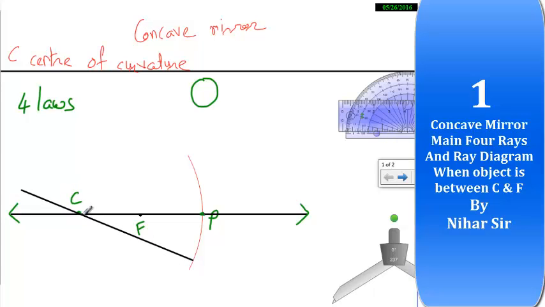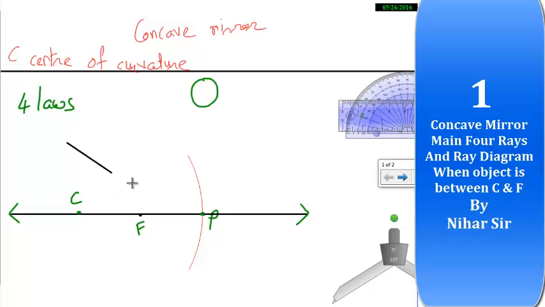It passes through the C and comes back in C, right? It comes in the same direction. So it goes through C and comes back through C. So this is ray number 3. And ray number 4. Ray number 4 is angle of incidence and angle of reflection are same.